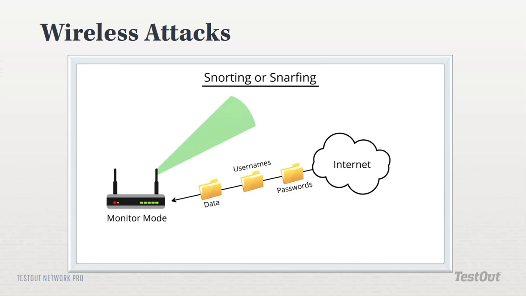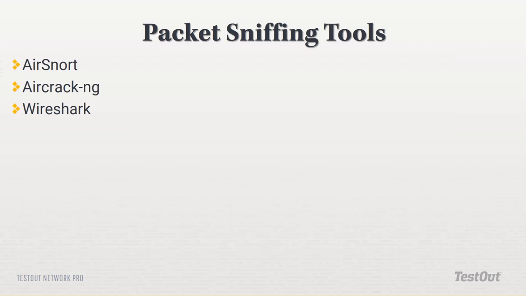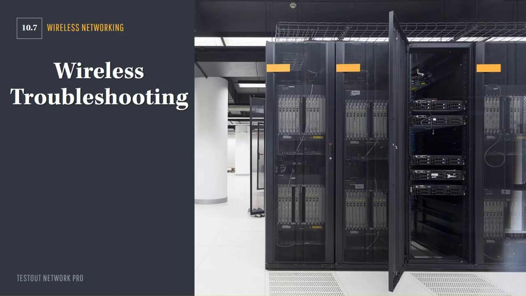Then we have sniffing wireless signals. Instead of sniffing electrical signals on the wire, the attacker actually captures radio signals that are broadcast by the wireless devices. And to do it, they simply put a network adapter into monitor mode. That's all it is. So now we have AirSnort, Aircrack-ng, and Wireshark, which are just packet sniffing tools. Wireshark is used a lot in businesses. I use it to see what's going on inside of my network.